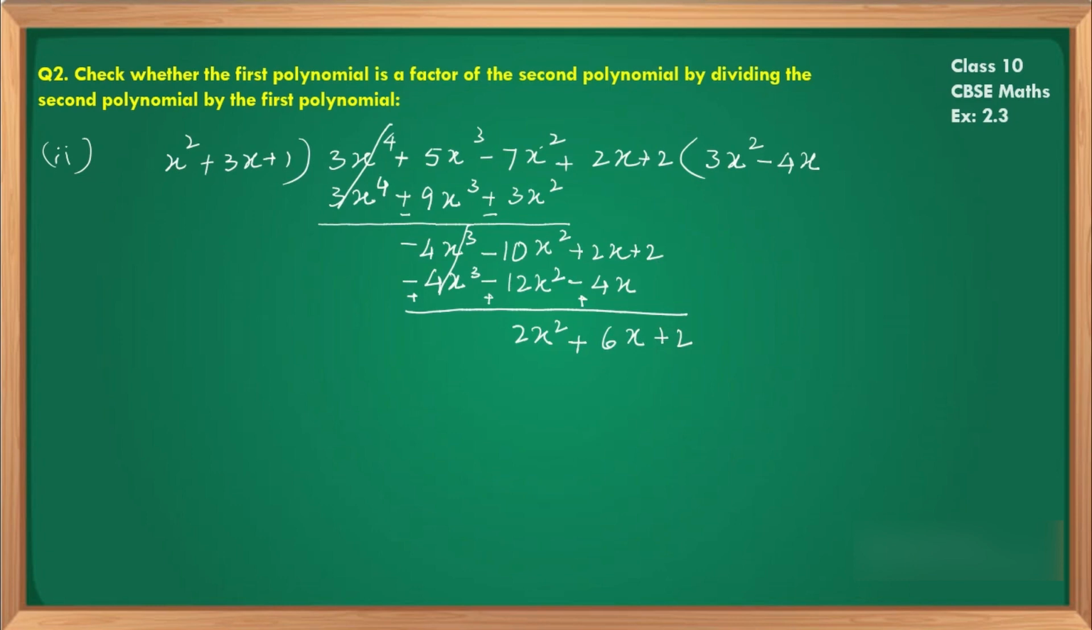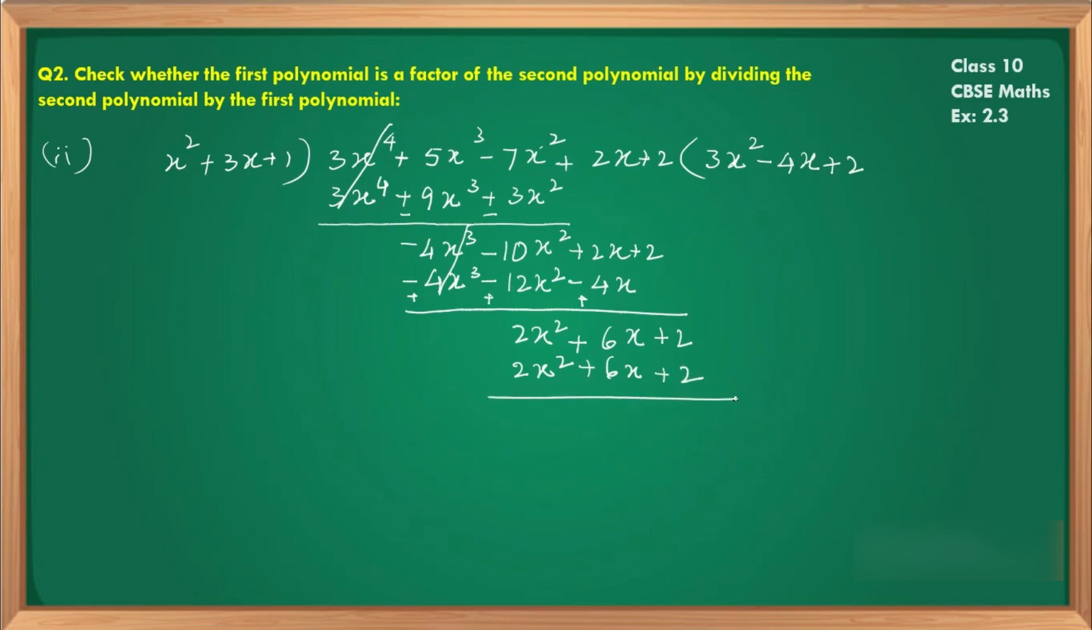We have come to the third stage. And now you have x square and you have to get 2x square. It's simple, plus 2 is multiplied with this, you get 2x square. 2 and 3x becomes 6x. And plus 2 and plus 1 gives you plus 2.